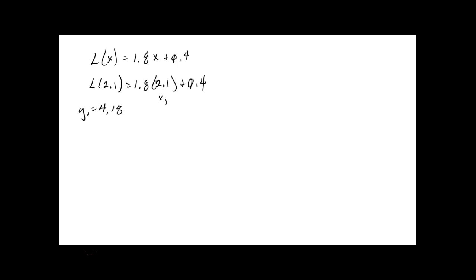All right. Now, that's just one step. To generalize the procedure just illustrated, we use the linearization of the unknown solution y of x at x equals x0. And this is what it becomes, L of x, just like we had before, is equal to y naught plus f of x naught, y naught, times x minus x naught.